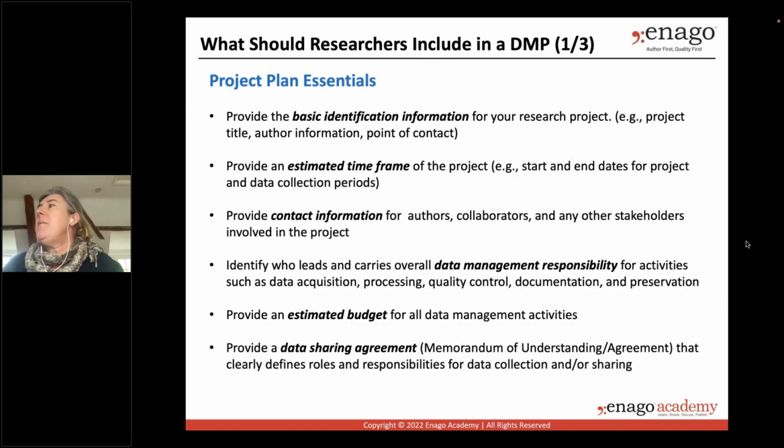So remember, as I said, that there are a lot of template tools which will take you through a lot of these fields. But again, I think it's really important to have an awareness of what researchers should include in a data management plan. So you've got the plan essentials. So you need the basic identification information for your project. So it's the title, author information, point of contact. You need the estimated time frame for the project, so that's start and end dates and data collection periods.